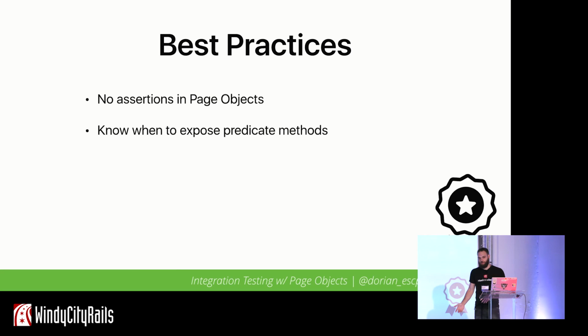Know when to use predicate methods. If you're going to check that something is equal to an array, that's a great opportunity to use RSpec's built-in diffing tools. So know when to use that. For the most part, most assertions are true or false, so it makes sense to use predicate methods.